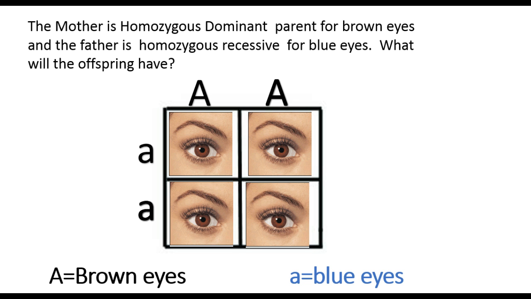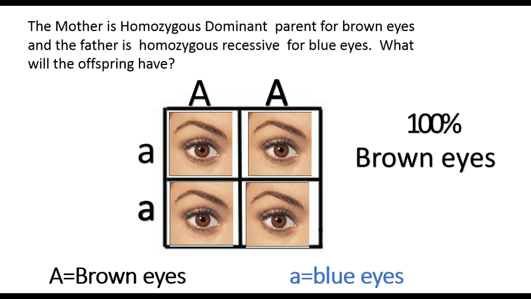What does this mean? This means that with the union of these two parents, their children will have 100% brown eyes. But what it also means is that their children will be a carrier, or they contain a hidden gene for blue eyes. That means that 4 out of 4 will be brown.